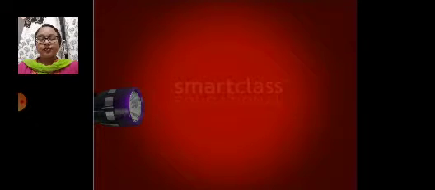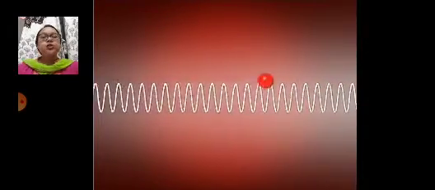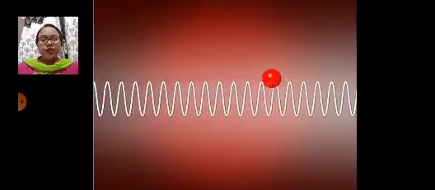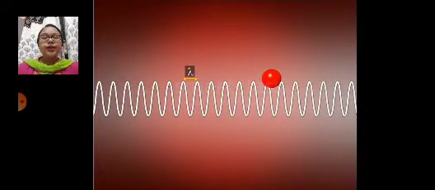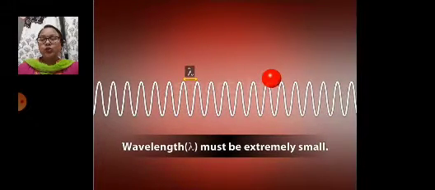This fact can be explained experimentally. To locate the position of an electron, we need to illuminate it with some radiation. The radiation used must have a wavelength smaller than the dimension of an electron. It means the wavelength must be extremely small.